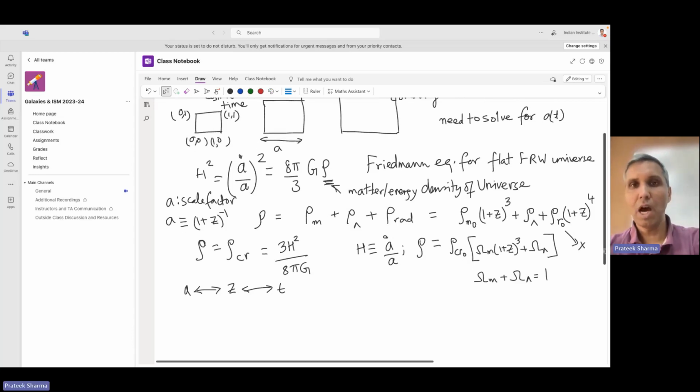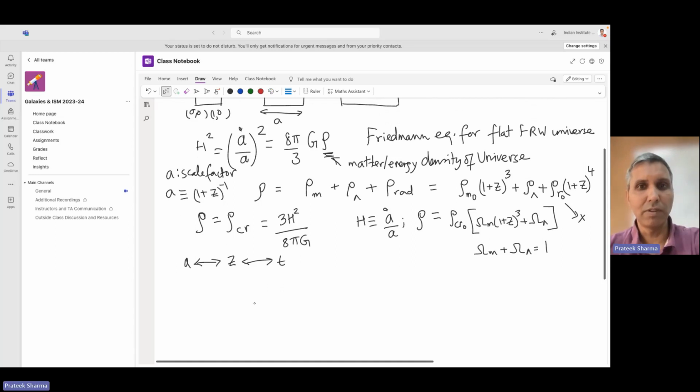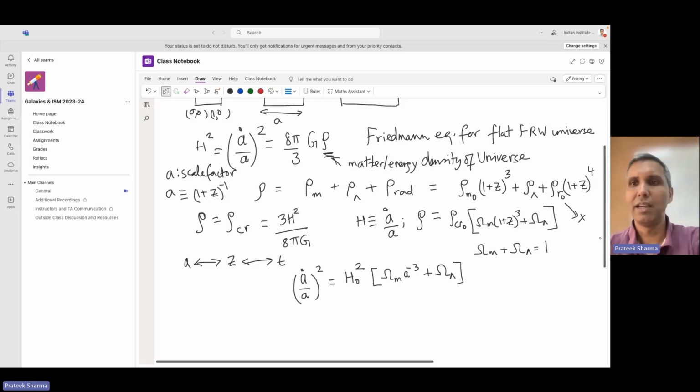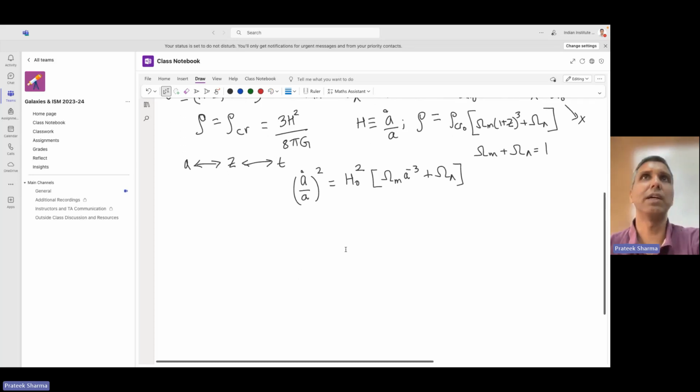So that rho is equal to rho cr naught. Now this gives you how your a evolves with time. So we'll get a dot by a squared equals H naught squared times omega matter a to the minus 3, right? 1 plus z cube is nothing but a to the minus 3, plus omega lambda. And omega lambda is 1 minus omega m. So this is basically how you can solve for how a goes with time, right?